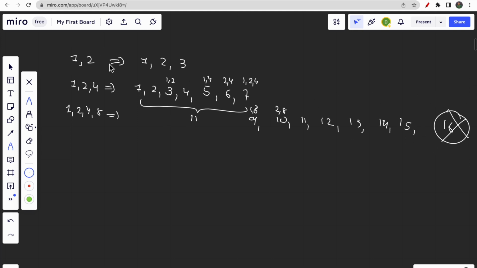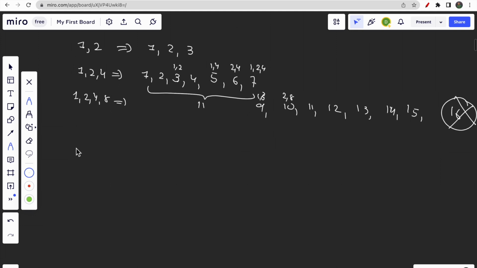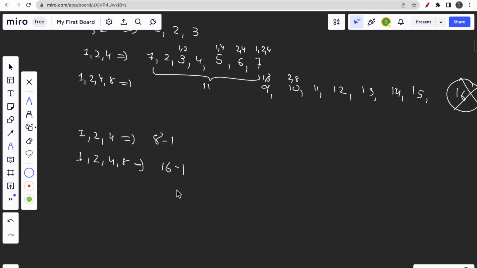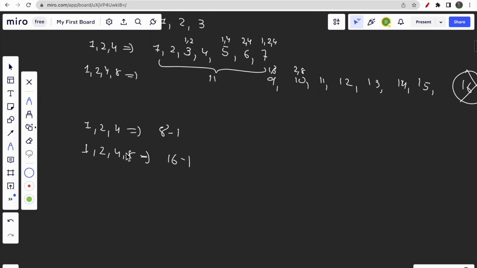As you can see, there is a pattern. If you have numbers like 1, 2, 4, then with these numbers you can produce all the elements up till 8 minus 1. If you have 1, 2, 4, 8, you can produce all the elements up till 16 minus 1. Got it? So what is this? This is just the powers of 2: 2 to the power 0, 2 to the power 1, 2 to the power 2, and 2 to the power 3.